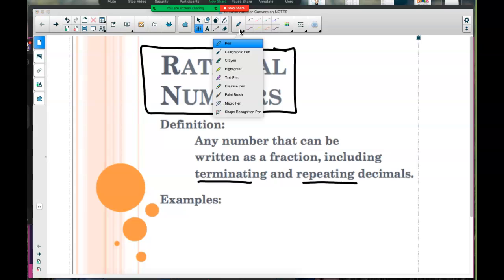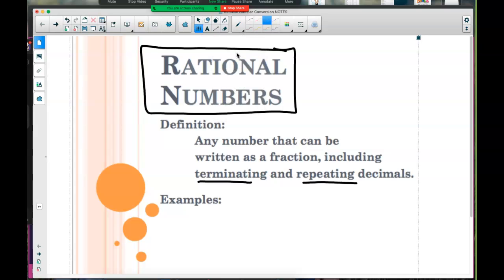And then some examples. Since it can be a fraction, rational numbers could be like 1/2. That's a rational number. Can you give me another example of a rational number? Any number that can be written as a fraction. Give me another fraction. Any fraction. Brinley. 3/4.